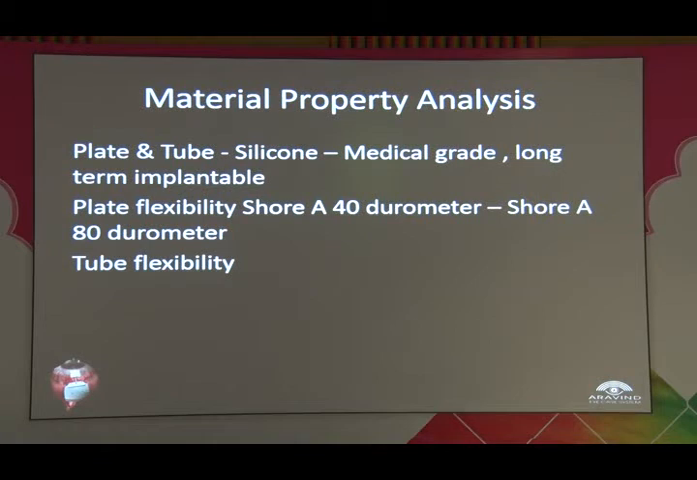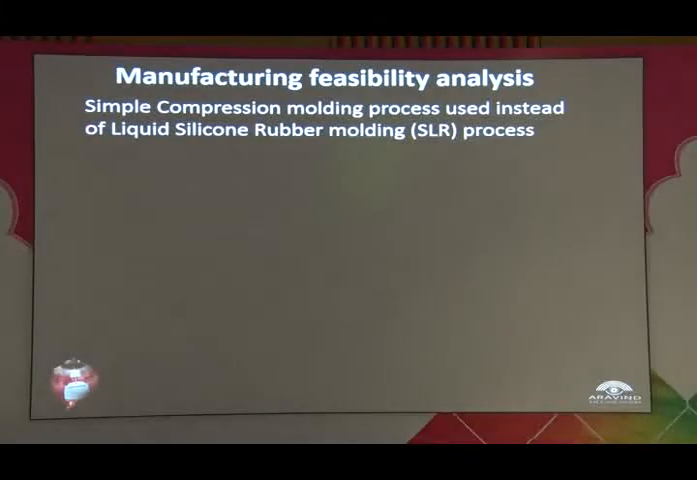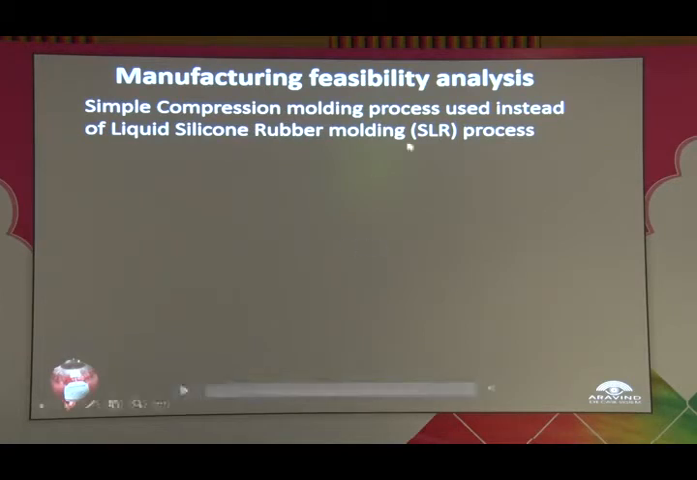The original Baerveldt is barium impregnated and radio-opaque, but here we didn't have that property; it's radiolucent. We have also done other studies, because the plate flexibility is almost equal to that of Baerveldt's, and the tube is also almost like that of Baerveldt's. The main thing is that there are two methods of producing this implant plate. One is a compression molding process using liquid silicone.